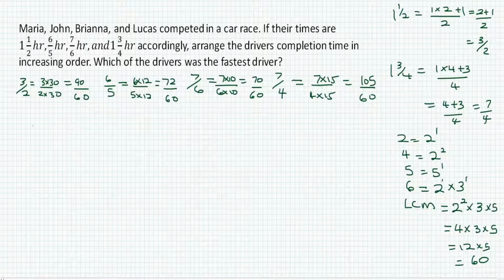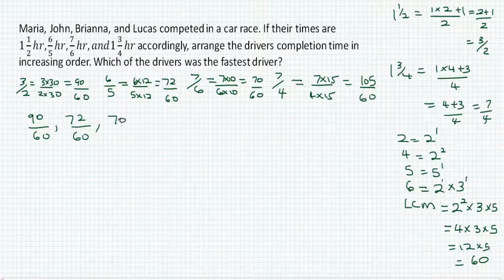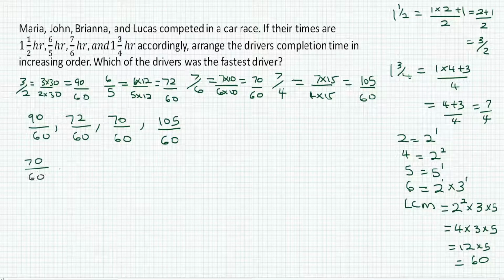So our fractions are now 90 over 60, 72 over 60, 70 over 60, and then 105 over 60. Here we're trying to arrange the drivers' completion times in increasing order, so that is from the smallest to the largest. So we have 70 over 60.